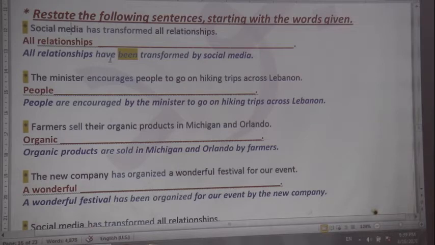So in this case, we don't use has. Why? Because relationships is plural. So all relationships have been transformed by what? We need to use the subject, by social media, at the end of the sentence. So at the beginning we used all relationships in the passive, and here the subject will be the object of the sentence after the preposition by.